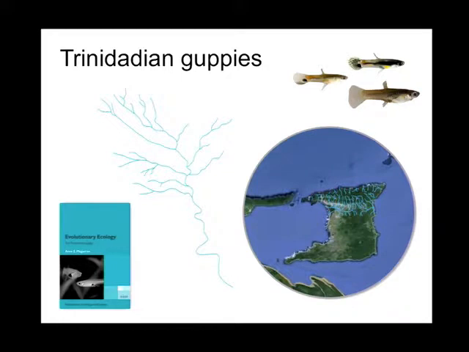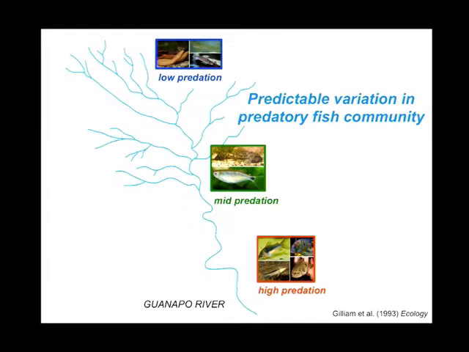These mountains are drained by these independent replicated drainages on both the south and north slope of the island. And there's this predictable variation in the piscivorous fish community of these drainages. So if you zoom into one of these rivers, this is the Guanapo River, you find this predictable variation in how complex the fish community is, as you get these really complex high predation environments in the downstream lowland rivers. And as waterfall barriers sort of punctuate these rivers, the predator community reduces to a really simple low predation community in the headwaters.